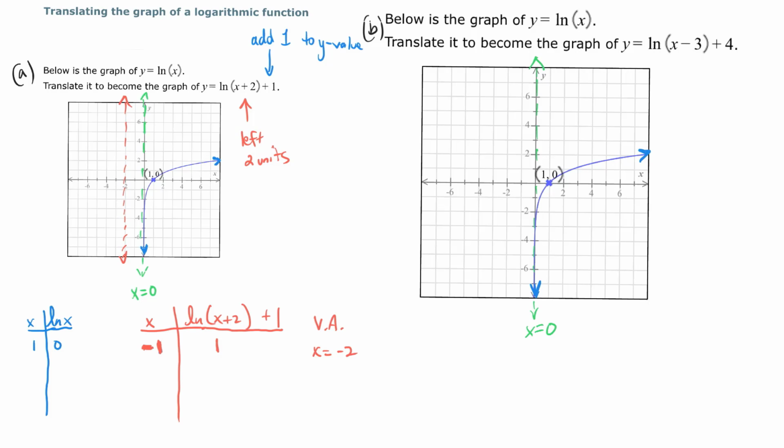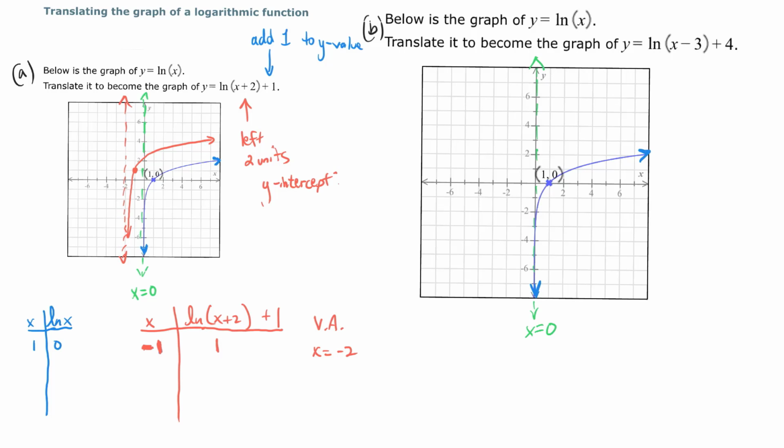Let's relocate -1, 1, and plot an ordered pair there. -1, 1, here we go. And we just draw the natural log function. If you're curious of the y-intercept, it is possible to find it. I'm just going to do some bonus material here.